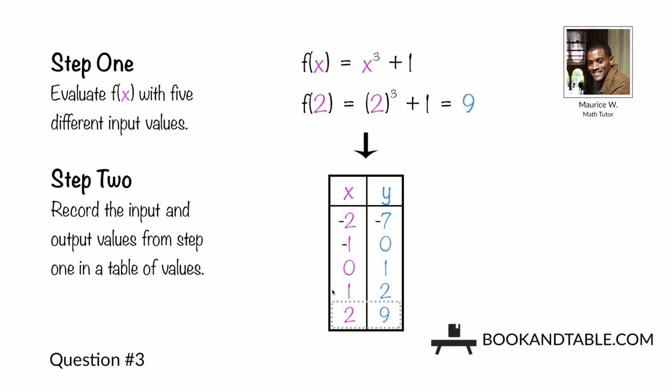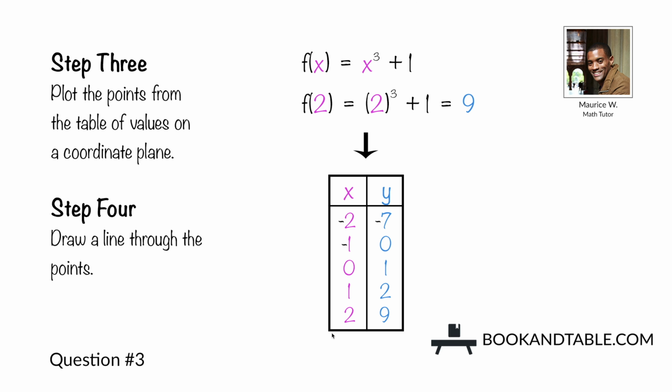And f(2) is equal to 2 cubed, which is 8, and 8 plus 1 is equal to 9. So the input is 2 and the output is 9. And now that we have a few points we can use to sketch the function, step 3 is to plot the points from the table of values on a coordinate plane.